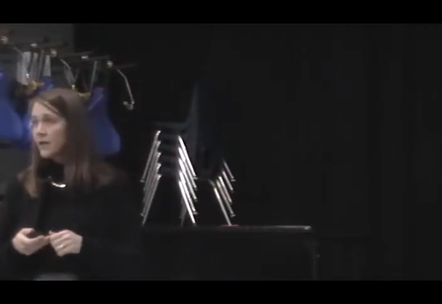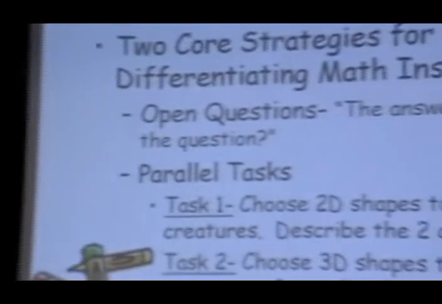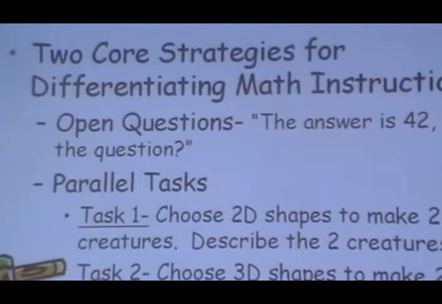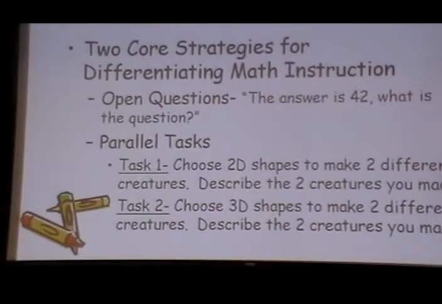So there are two ways that we are working with teachers this year. It comes from the National Council of Teachers of Mathematics. They are open questions, which Eric referred to earlier. He had given you an example. Here's another example. The answer is 42. What's the question?